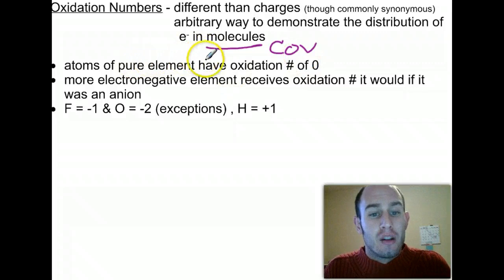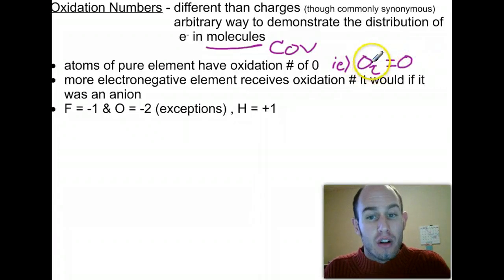Atoms of a pure element are going to have an oxidation number of 0. So for example here, we remember that O2 is a diatomic. It always forms as O2. Its oxidation number is going to be 0. Even though there's 2 in the molecule, it's a pure element. It's going to have an oxidation number of 0.